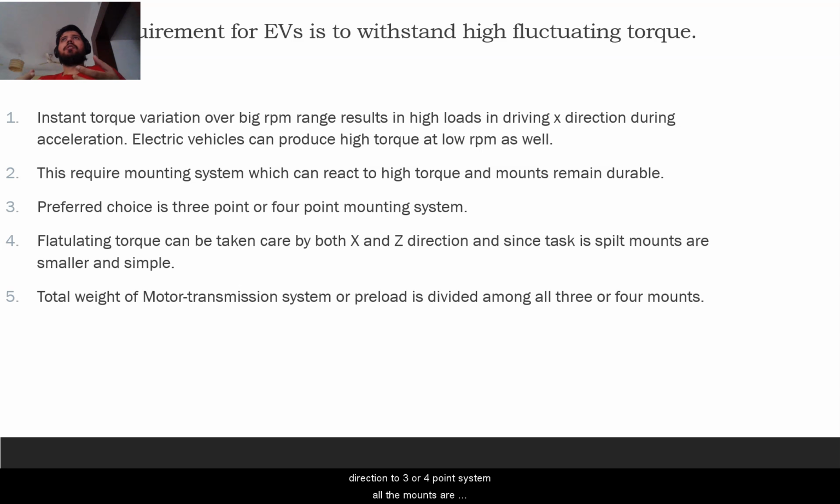In a 3 or 4-point system, all the mounts are located above COG, and since the mass of the motor and the transmission is not very high, the preloads on the 3 or 4 mounts in Z direction are not very high. So generally the main load coming is the fluctuating torque load, and that we can easily distribute in X and Z direction.